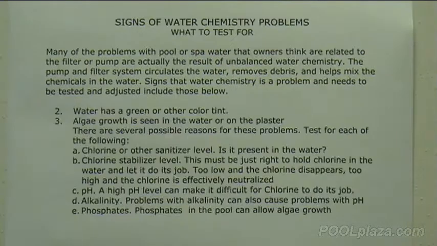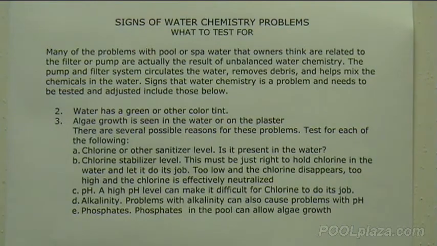If your water has a green tint or some other color tint than the clear color it normally has, you may want to test for some of the items on this next chart. In addition, if you see algae growth either in the water or on the plaster or the tile line, you also will want to test for the things included in this list.